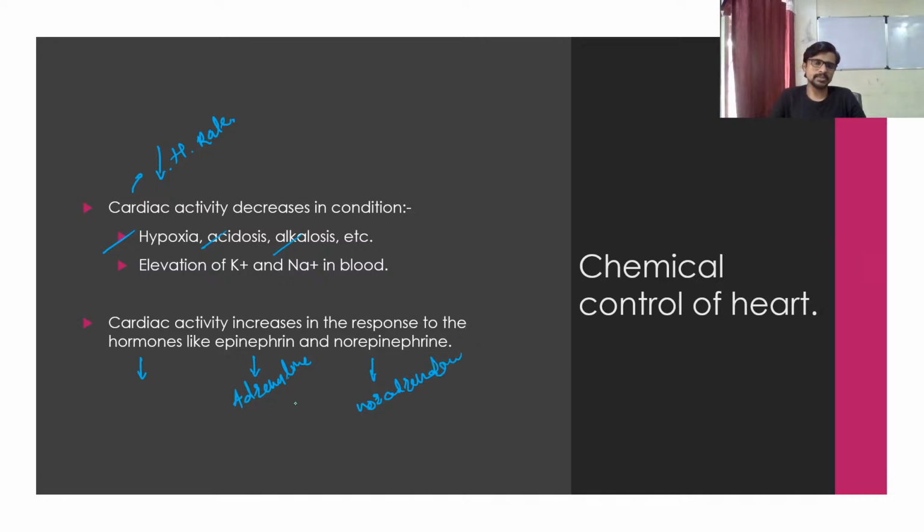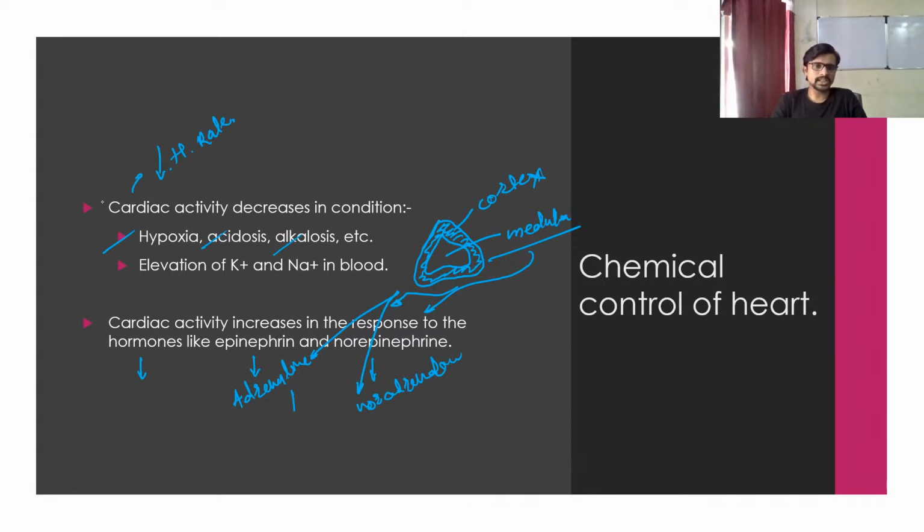So both of these hormones come from a single part of the body, that is the adrenal gland. The adrenal gland looks like this. This is the cortex of the adrenal gland, and this is its medulla. From the medulla, these two hormones are secreted. Only two hormones are secreted from the adrenal medulla: one is adrenaline and the second is noradrenaline.